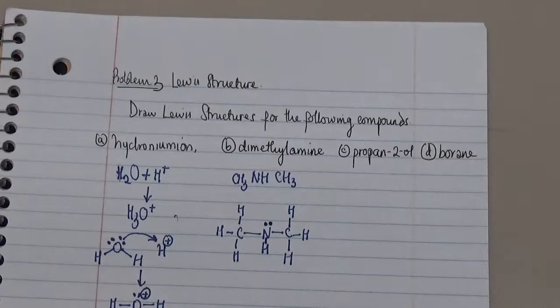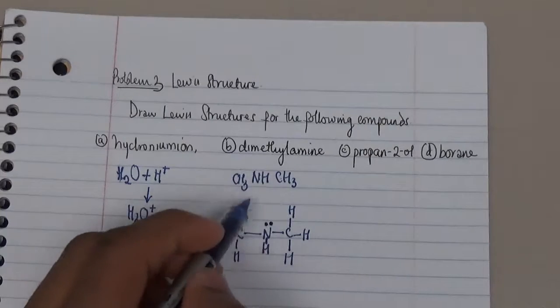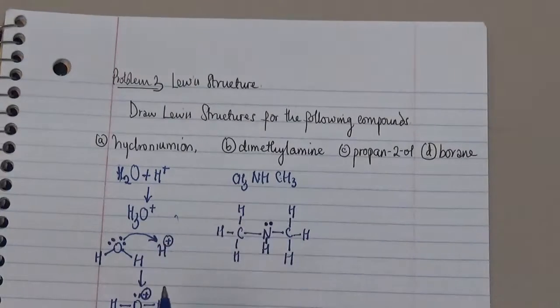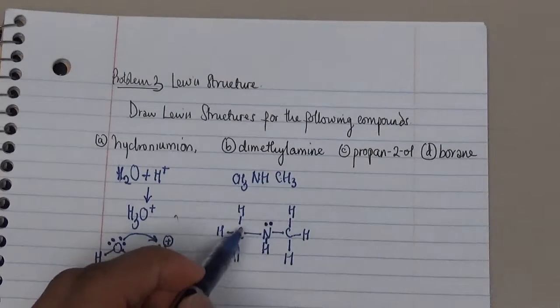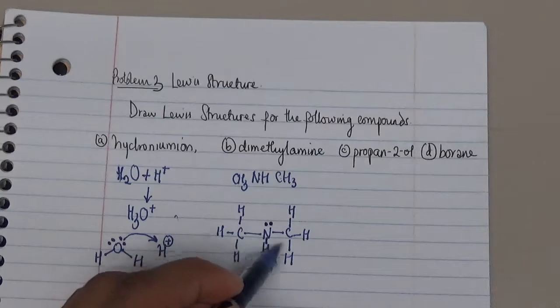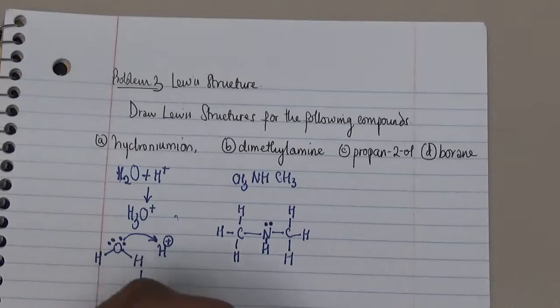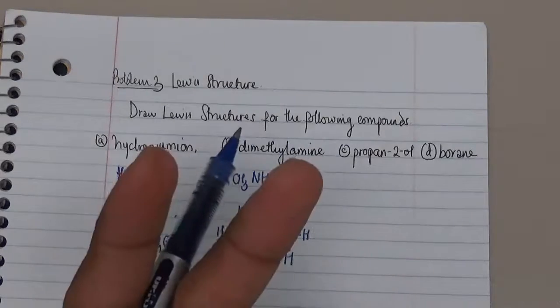And why do I say we are missing a lone pair? If we count the valence electrons for this overall species, you realize that once you distribute all the electrons in their respective bonding pairs, what you're left with is just 2 electrons.